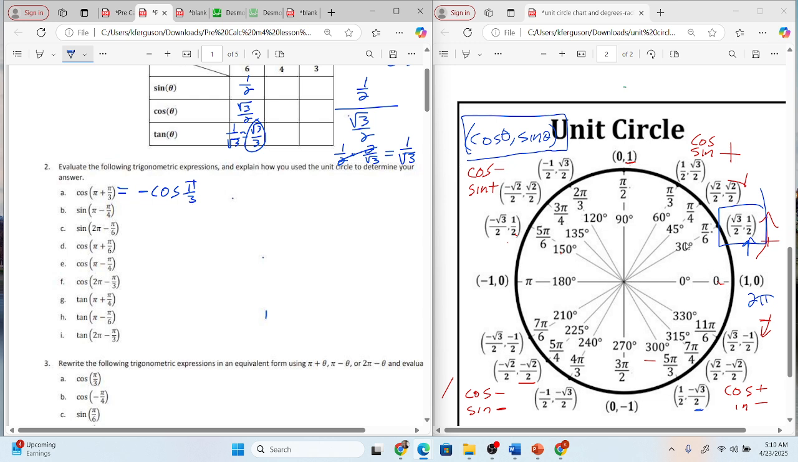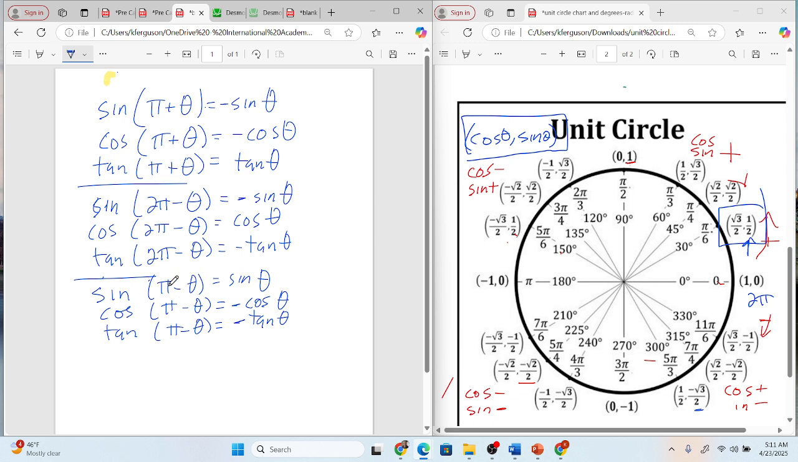And then what's negative cosine of theta? Well, theta in this case is 60 degrees. So cosine of 60 degrees is positive 1/2, but that says negative cosine. So that's going to be negative 1/2. And here, sine of pi minus theta. In this case, pi minus 45 degrees. Sine of pi minus theta is still positive sine.